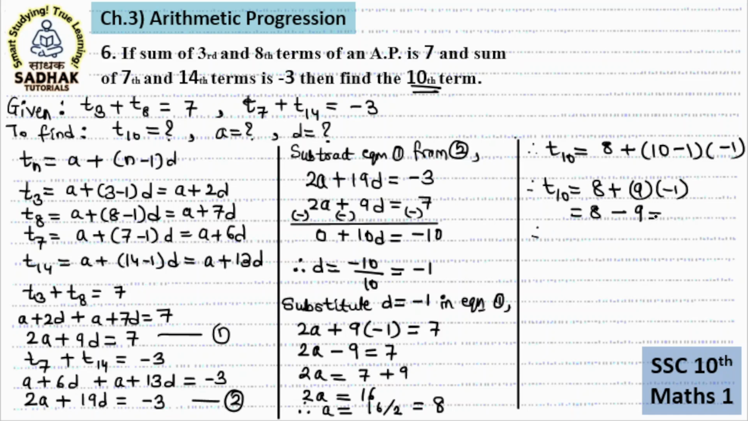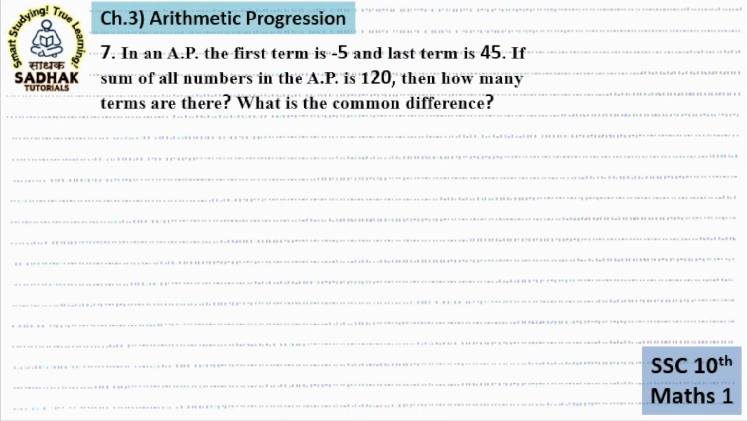Therefore, T10 is 8 minus 9, which is minus 1. So the 10th term in this AP is minus 1. That is our answer. I hope you have understood this sum. Chalo, let us start solving sum number 7 from the problem set.